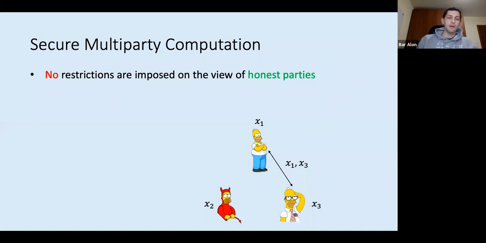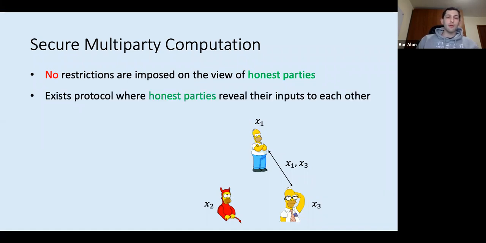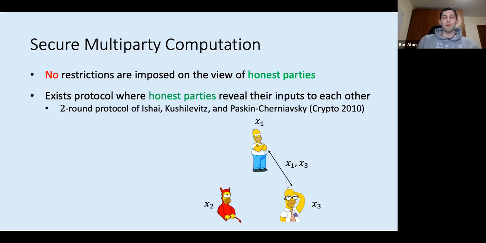And in fact, there are even protocols that utilize this fact in order to improve the round complexity of the protocol. There is an example by Shai Kushilevitz and Paskin Chernyavsky, where the parties somehow figured out who the corrupted party is, and then the honest parties revealed their inputs to each other, and this is how they lower the round complexity of the protocol. But okay, so this is one example of such a weird protocol.